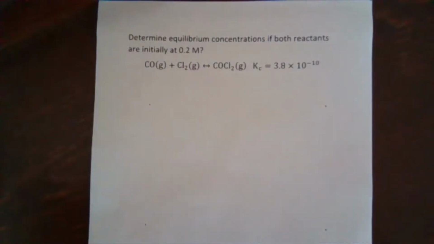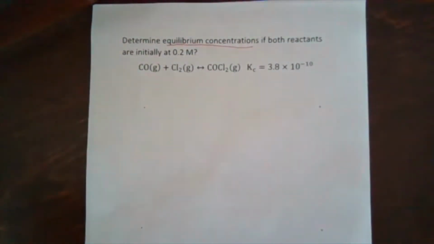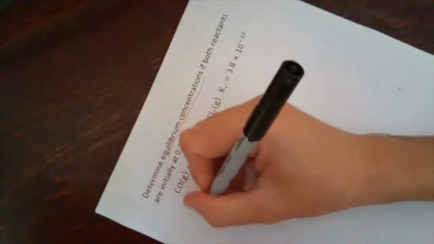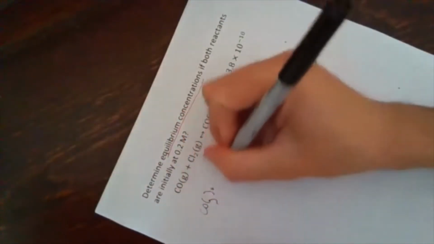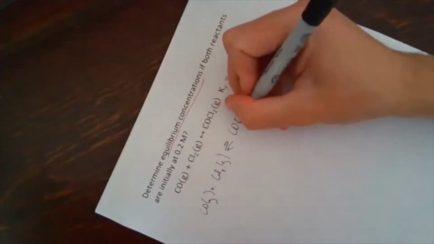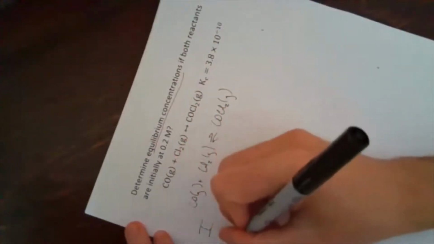Whenever we see that we want equilibrium concentrations, especially when you're given initial concentrations as well, that's a surefire sign we want to be using an ice table. My chemical equation is carbon monoxide plus some chlorine makes this COCl2 gas. So, ICE.